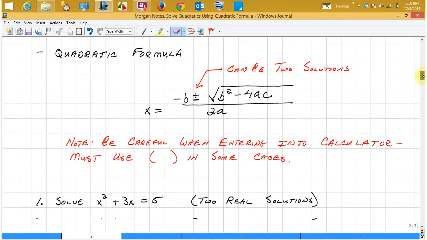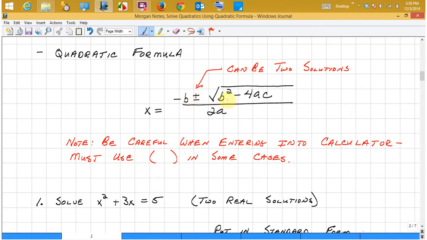So let's take a look at the quadratic formula. The solutions of x are equal to negative b plus or minus the square root of b squared minus 4ac, all over 2a. And notice this plus or minus means that I could have two solutions, which makes sense because we know that a quadratic can cross the x-axis in two places.